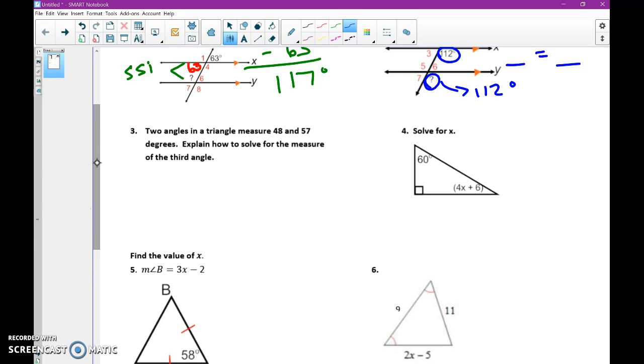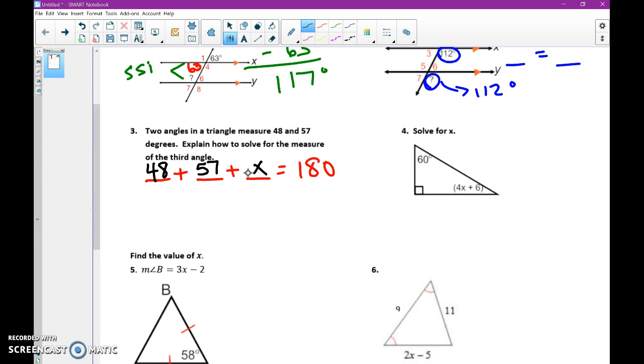Number 3 says 2 angles in a triangle measure 48 and 57 degrees. Explain how to solve for the measure of the third angle. Now there's a couple ways you could do that. I like to do it mathematically, so I would probably show the equation. However, if you wrote this out in words, that's okay as well, but just make sure what you did actually explains how to solve. So make sure you say that you add up 48 and 57 and subtract from 180, or you explain how you set it up in this equation. One of those options if you're going to put it just in words.